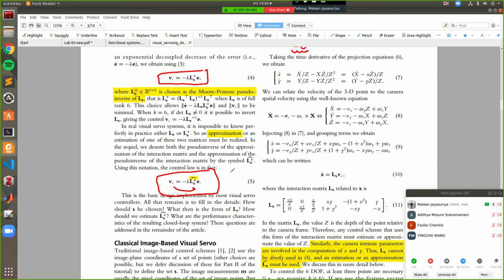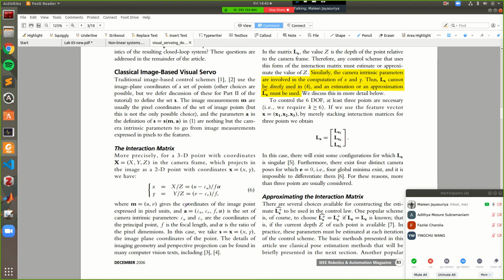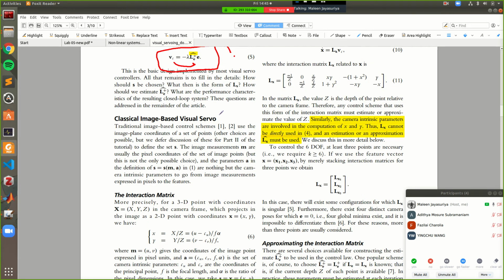So now comes the question, what is this LE value, right? Like what is the interaction matrix? That depends on what our features are, right? But we are going to assume in this case that our features are ultimately 2D pixel values, right? So image coordinates like this. This will help us derive the LE value very easily, right?